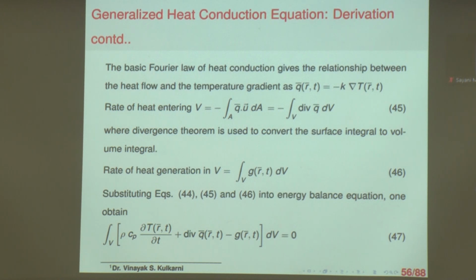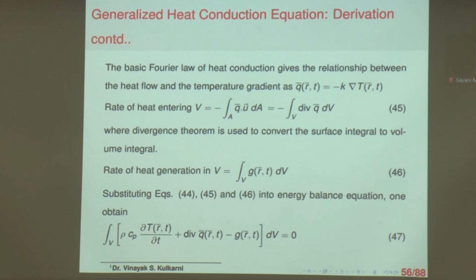Now I will use the basic Fourier law again. The Fourier law, which we discussed yesterday, is the relationship between the heat flow and the temperature gradient. The heat flow is directly proportional to the temperature gradient, which we have already seen. So here I can write the rate of heat entering through this particular volume V as an integral over the surface under consideration, that is, over A, the surface area, of q bar dot u bar, and this q bar can be written as per the Fourier law of heat conduction in terms of the temperature gradient, or I can write it as a divergence quantity.